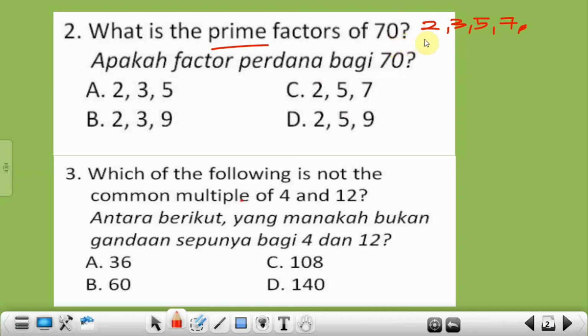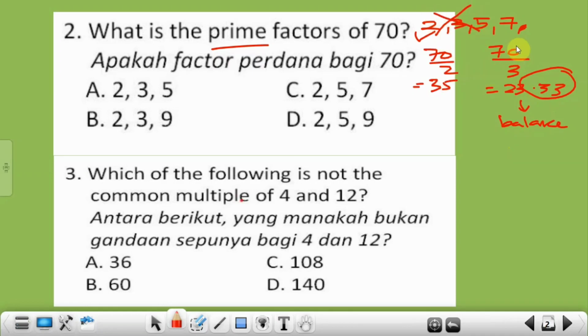So we look at here, 70 divided by 2 is 35. Okay, so yes, 2 is a prime factor of 70. What about 70 divided by 3? 70 divided by 3 is 23.33. When we have a point here, it means we have balance. When we have balance, it means that it's not a factor. So 3 is not a factor of 70.